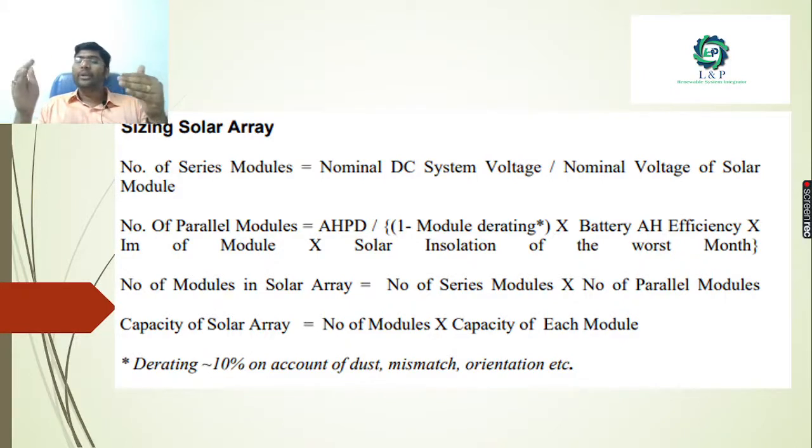For that we need to multiply the number of series panels and the number of parallel module panels. And if you want to know the capacity of the entire solar array, we need the number of panels, which we already calculated, multiplied by the capacity of each module. In most cases the derating factor can be taken as 10%, because there is a possibility of dust, mismatch, orientation, so many factors.